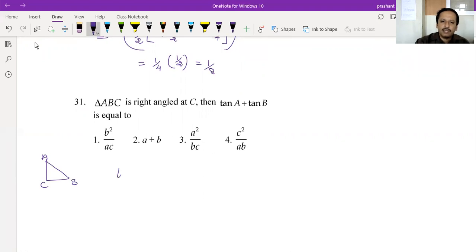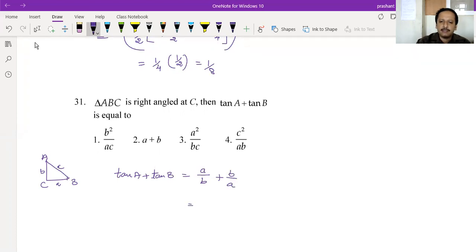Now from this, let us see what is tan A plus tan B. In any triangle ABC, the capital letters A, B, C indicate the angles, then the sides opposite to those angles are denoted by small a, b, c. Now tan A is equal to opposite by adjacent, so that means a by b. And tan B is b by a.